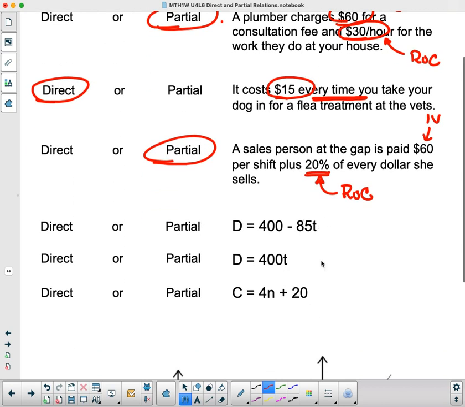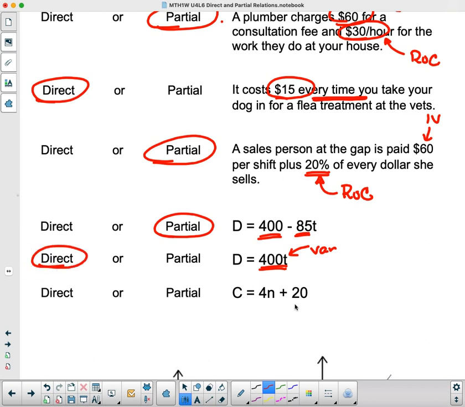Now this should be pretty straightforward. Got to take a look. Okay, this one, initial value, rate of change. That is partial. This one here, is that an initial value or a rate of change? It's got a variable with it. Since it has a variable with it, it must be a rate of change. And there isn't another number, there isn't an initial value, so this must be direct variation.